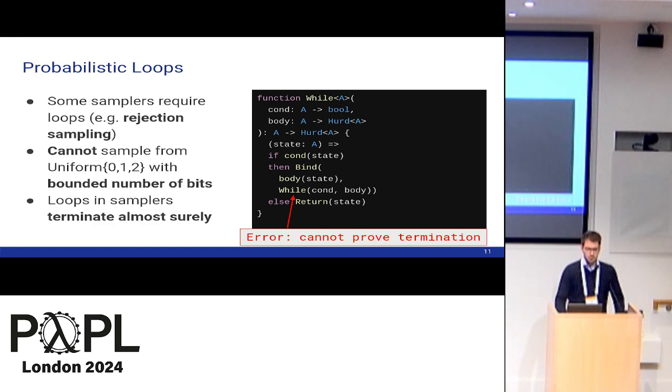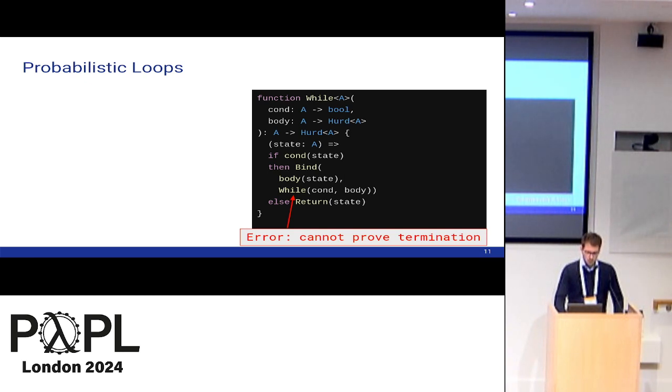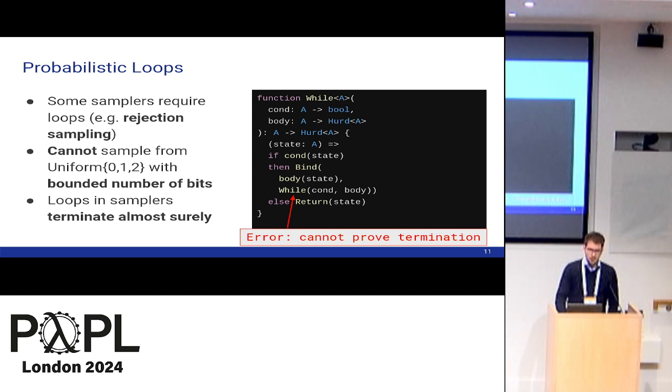And this is a problem, because many samplers require loops. So rejection sampling, for example, is a common technique, and that requires a loop. In fact, it's even more fundamental. If you look at the uniform distribution on 3 objects, you want a probability of 1/3, but you cannot get that with a bounded number of bits. Because if you have k bits, then you can only get probabilities of the form something over 2 to the k. So you can't get a third. So the samplers may not always terminate, but they always terminate almost surely. But Dafny' can't reason about almost sure termination.